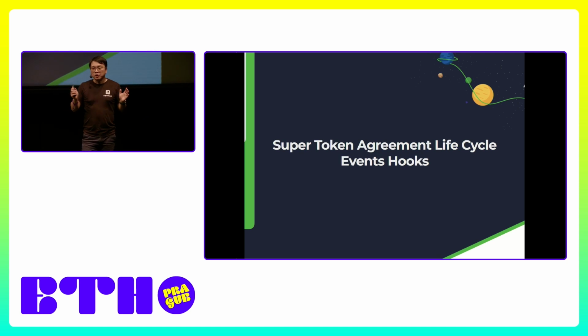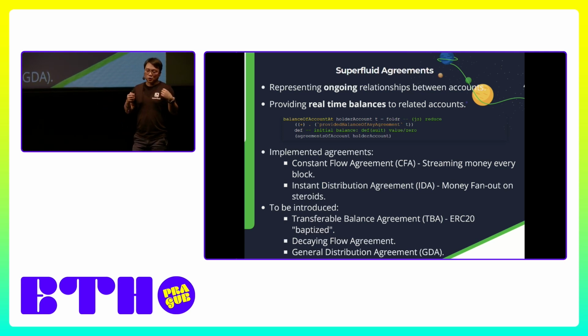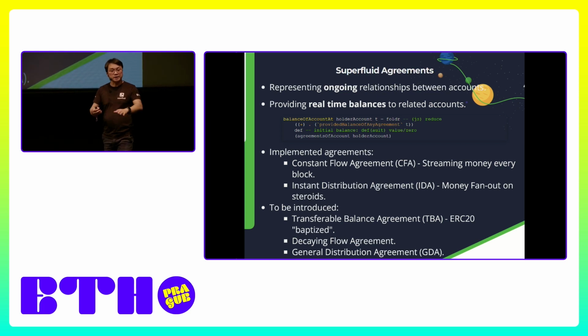So what are the new callbacks we added to super token? We're talking about something called agreement lifecycle event hooks. First, a quick overview. What is an agreement? In Superfluid, because we are composable money that supports money streaming and distributions, we have to represent relations between accounts and their ongoing relations. If I send you a stream of money, that relation is ongoing until a time ends, or I delete the flow, or the other side deletes the flow, right? So there's an ongoing relationship between the accounts.